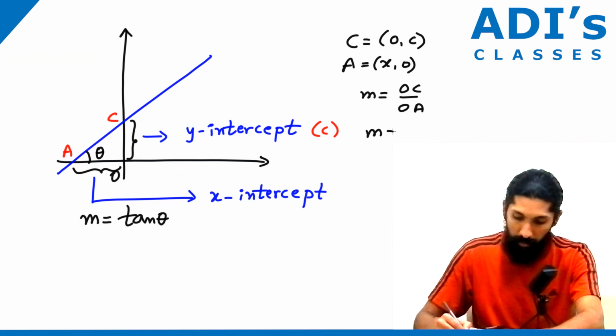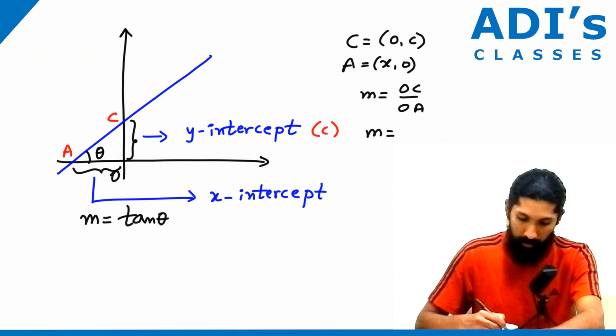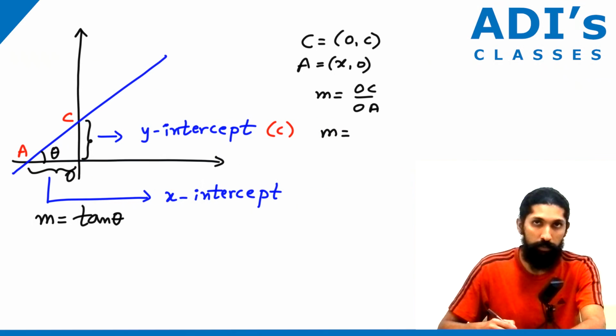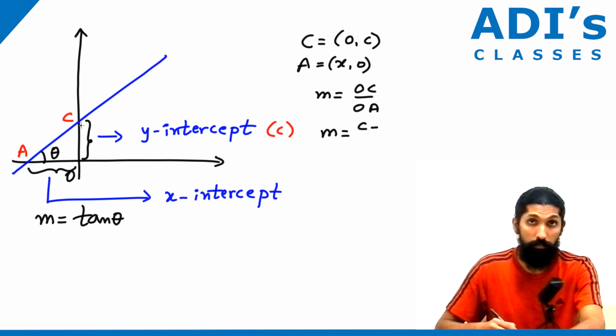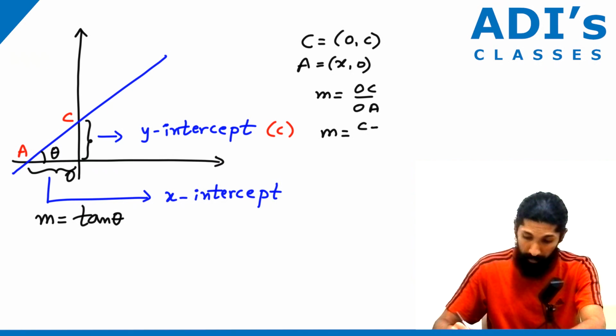So m is equal to, now see, slope is y2 minus y1 by x2 minus x1, isn't it? So what do we have here? y2 minus y1, that is C minus 0, divided by 0 minus x.